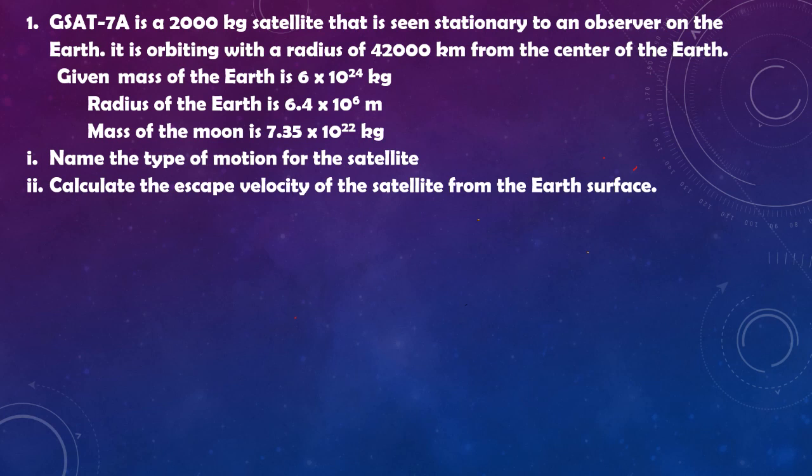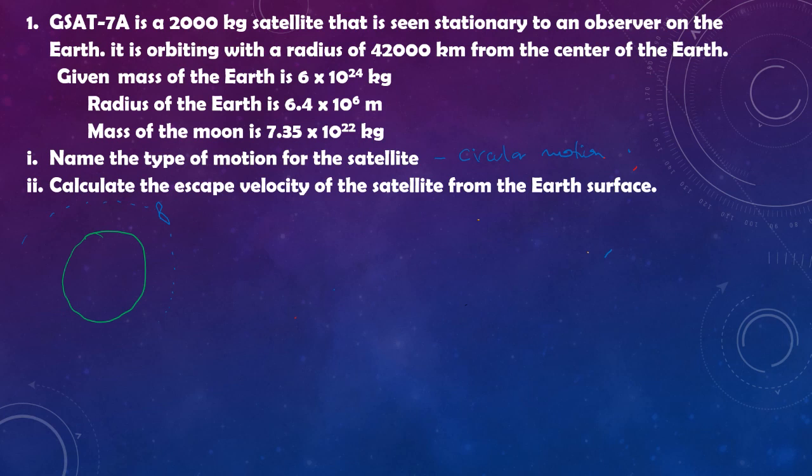Number 1: name the type of motion for the satellite. We know that the satellite will move around the Earth. So we have Earth here, and the satellite at a certain altitude. Given the altitude is about 42,000 kilometers from the center of the Earth, the satellite will move around the Earth. This type of motion we call circular motion. So the answer for number 1 is circular motion.